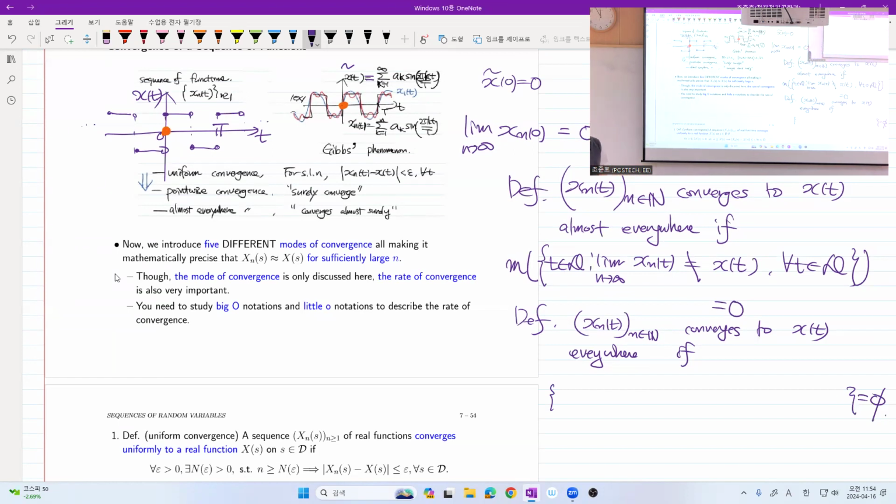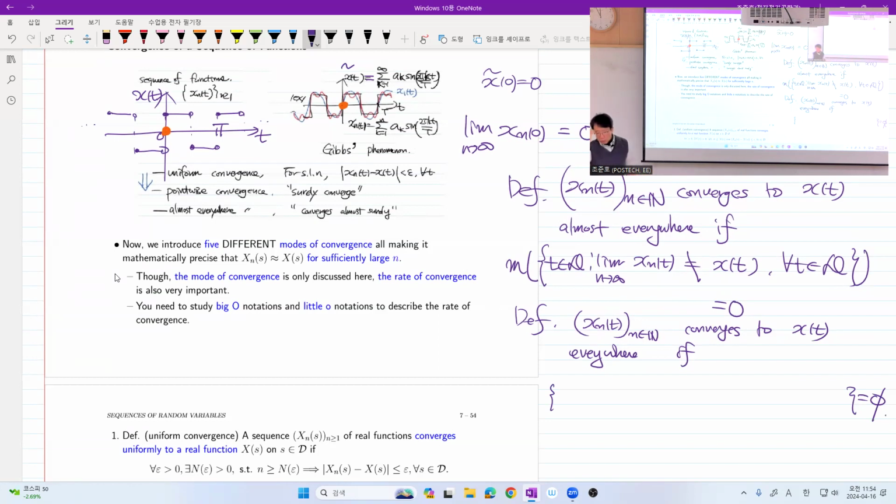So we've just seen everywhere convergence. That means at every point of time, right? In this case, if it is a time function. So this is called pointwise convergence, and this is called pointwise almost everywhere convergence. But saying pointwise is too cumbersome, so we just say converges everywhere, converges almost everywhere.